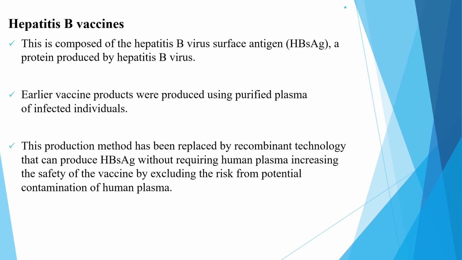This production method has been replaced by recombinant technology that can produce hepatitis B surface antigen without requiring human plasma, increasing the safety of the vaccine by excluding the risk from potential contamination of human plasma.